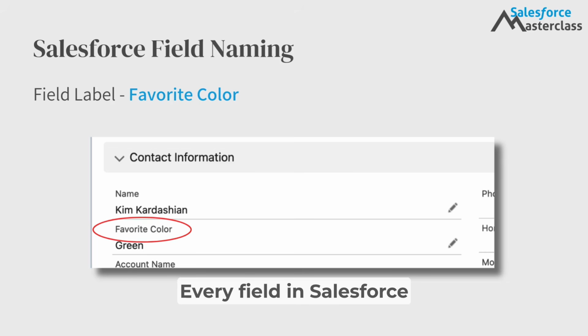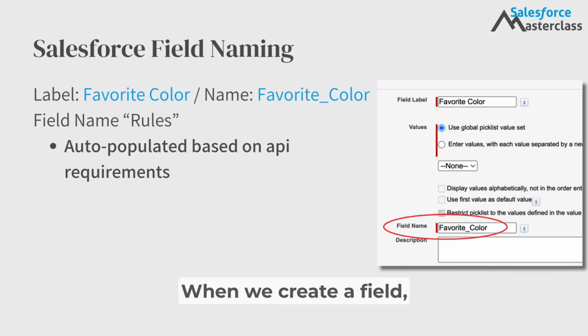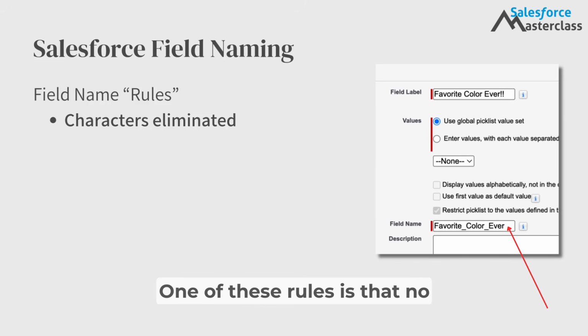Every field in Salesforce has a label and a name. The label is what users see in the UI. In this example, we created a custom field on the contact called favorite color. When we create a field, its field name, also called API name, is automatically populated based on its label, but modified to meet API naming rules. One of these rules is that no special characters are allowed in the field name. Any question marks, dashes, etc. from the label will not appear in the name.